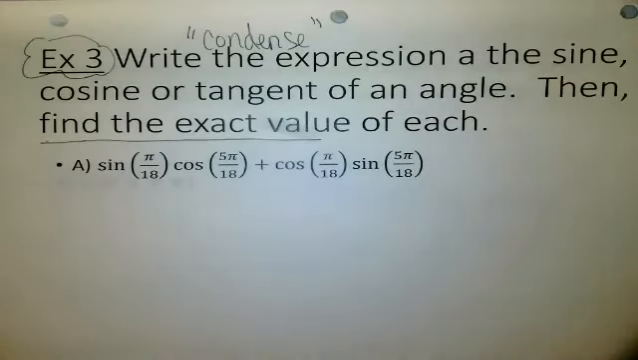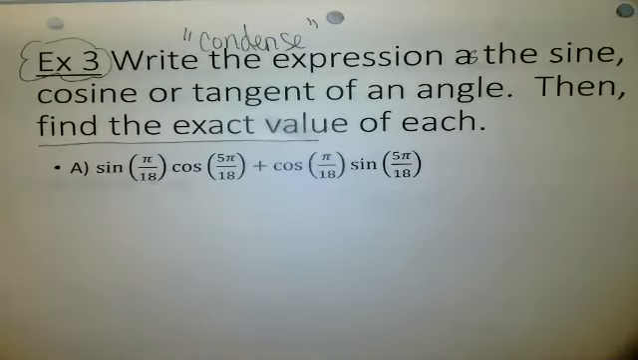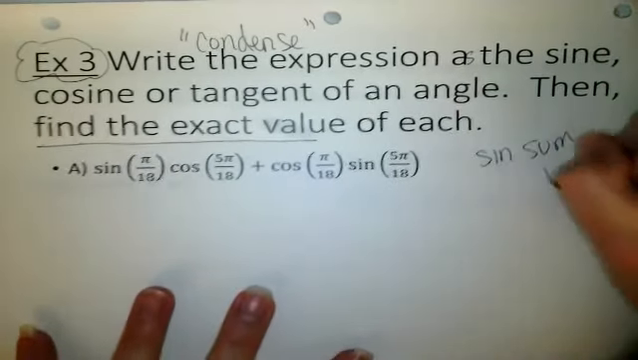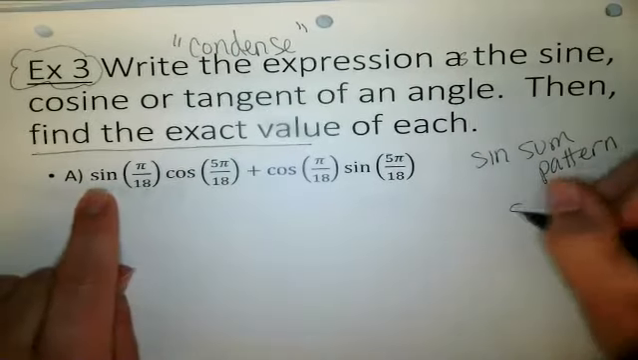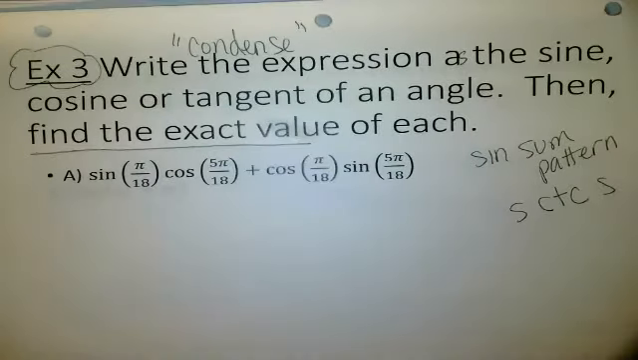Write the expression as the sine, cosine, or tangent of an angle. Then find the exact value. Oh, you recognize a pattern here, right? Sine of pi over 18, cosine of 5 pi over 18. This is the sine sum pattern. Good. And you can recognize that, obviously: sine, cosine, cosine, sine. Keep the sign, okay? So it fits our sine sum pattern just perfectly.